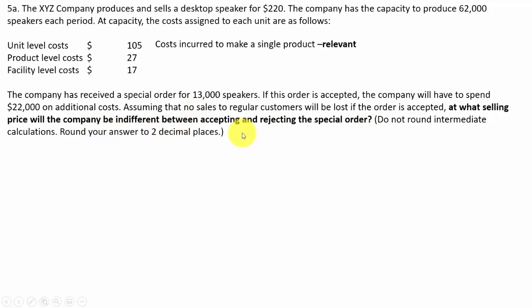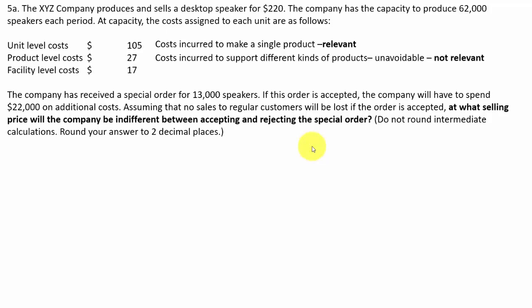Now, the unit level cost of 105 is the cost to make a single product, in this case these speakers. They're selling these for $220. They can make them for $105, and that cost of $105 is relevant. The product level cost, and when you look this up in your book, you're going to see that these are costs incurred to support different kinds of products. They're unavoidable whether we take this special order or not, so they're not relevant in this calculation.